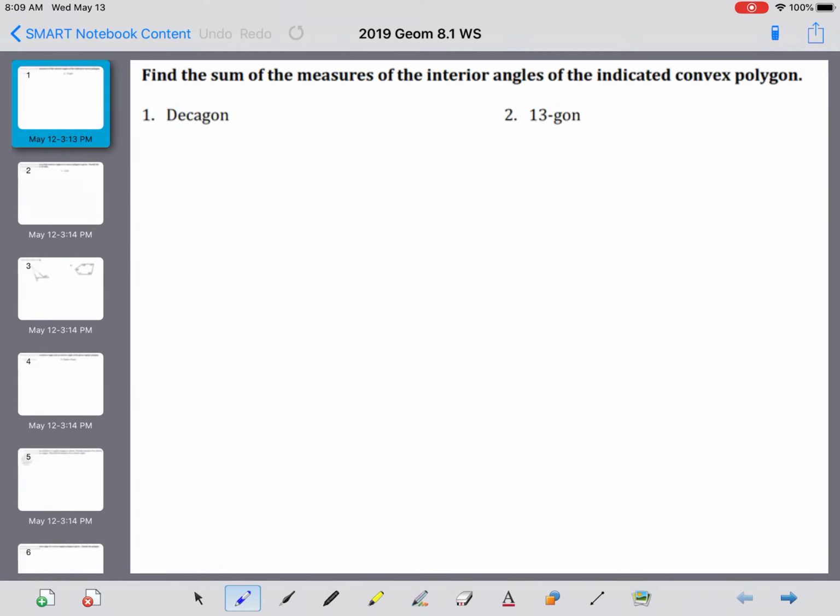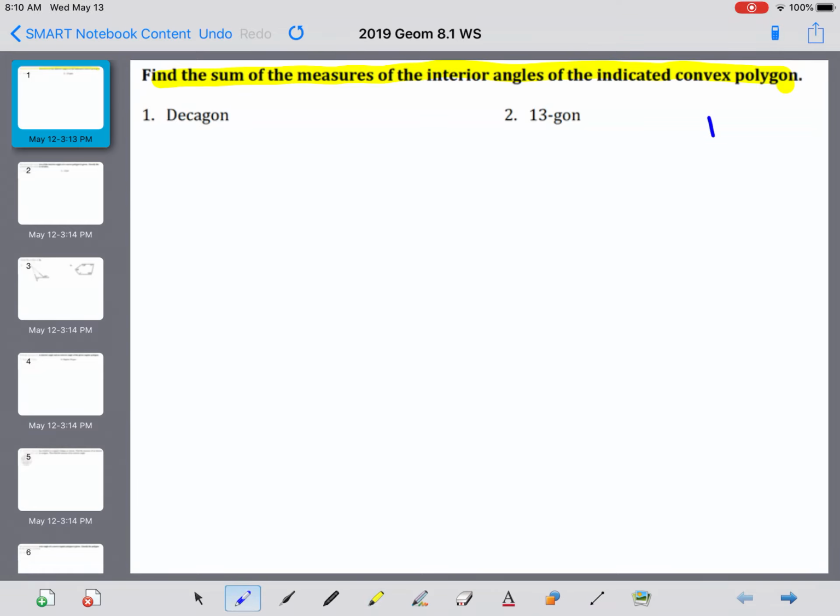Hello! Going through the 8-1 geometry worksheet. First of all, number 1 and 2, they're asking us to find the sum of the measures of the interior angles of the indicated convex polygon.